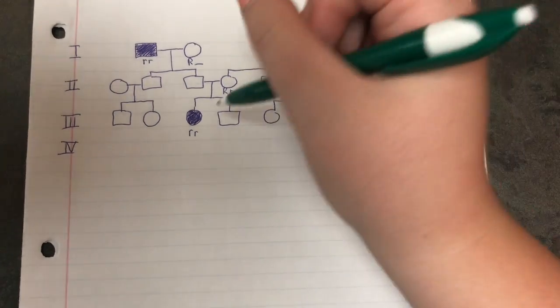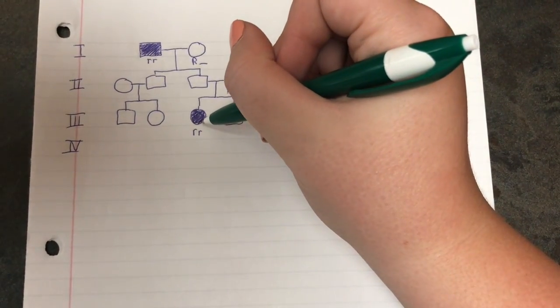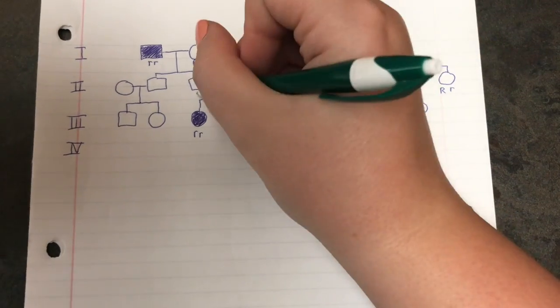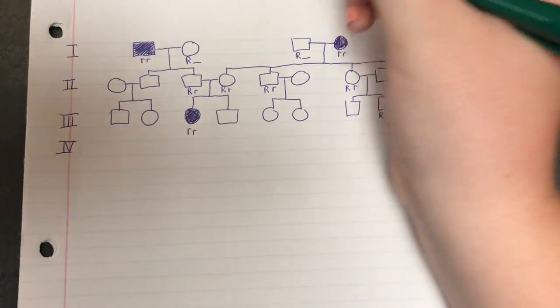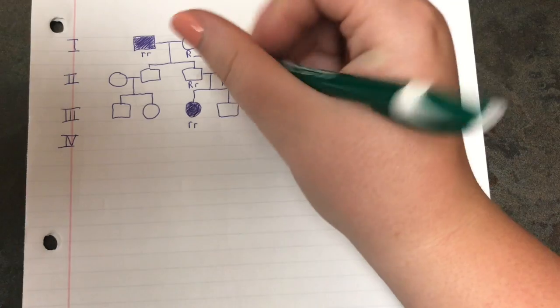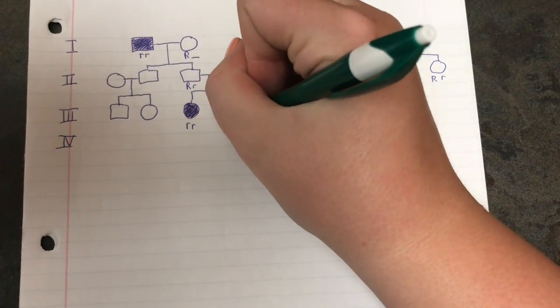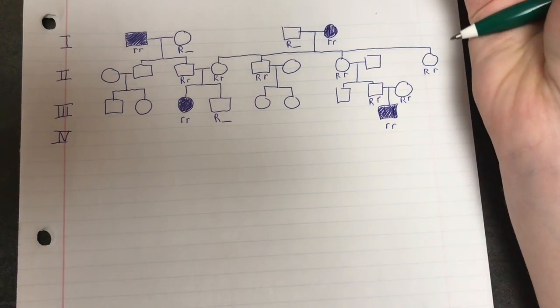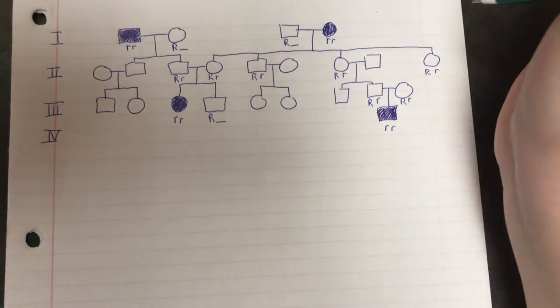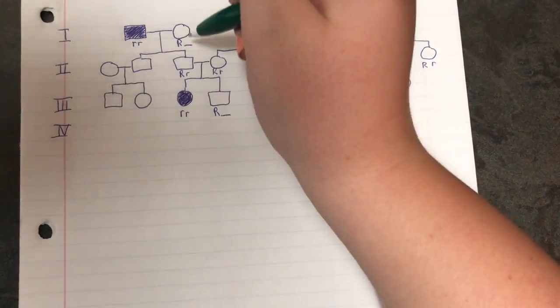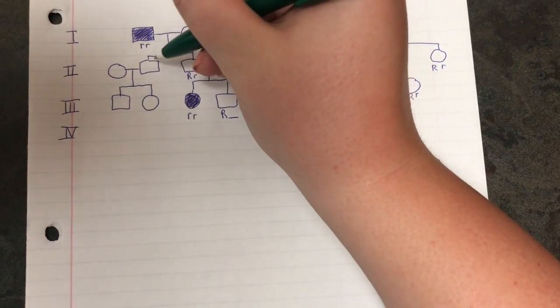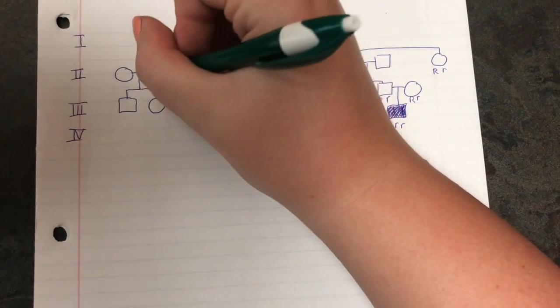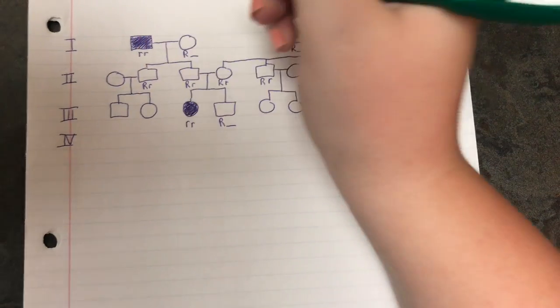So now coming back over here, we know that this individual had to get a little r from both parents. So we can put it like that. This one, we know definitely has at least one big R, but we don't know what the other one is. It could be a little r, it could be a big R, so we have to put it as a no idea. Going back over here, we know that both of these offspring had to have a little r, so this one gets a little r as well.